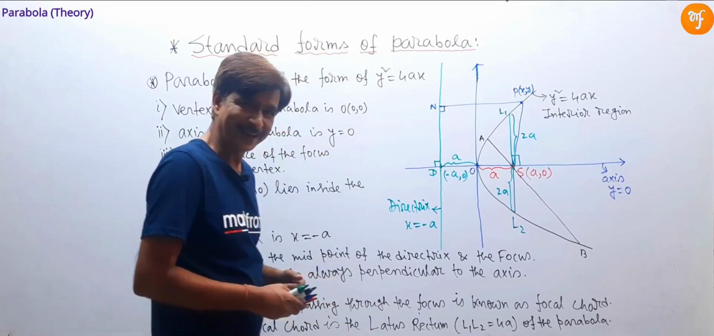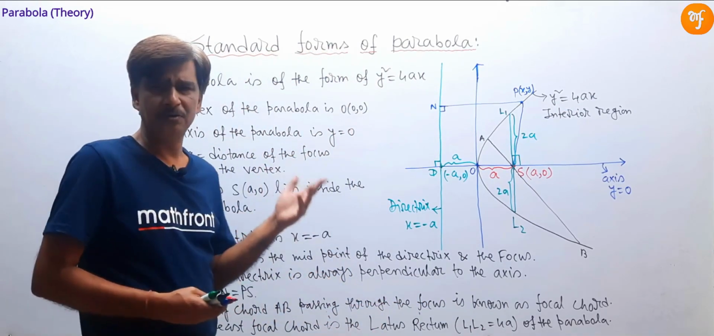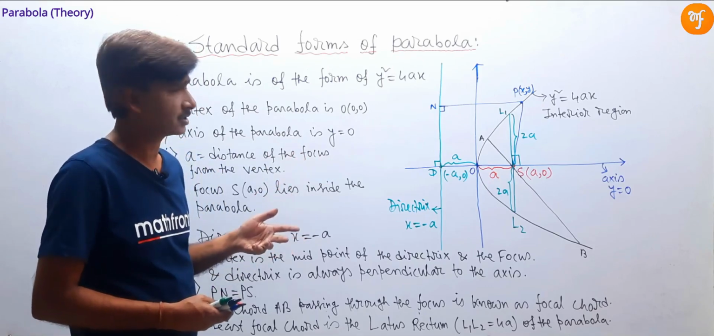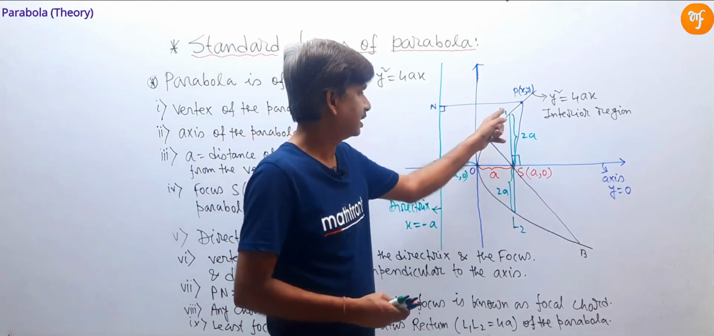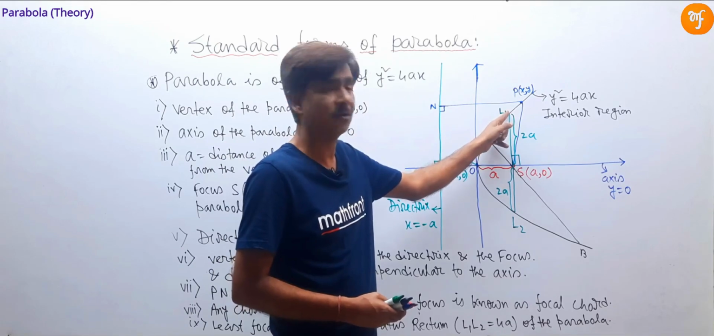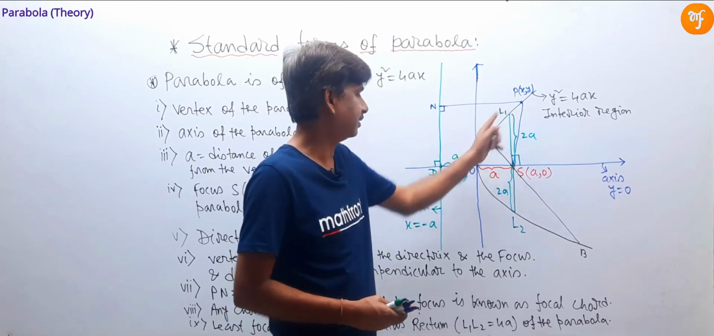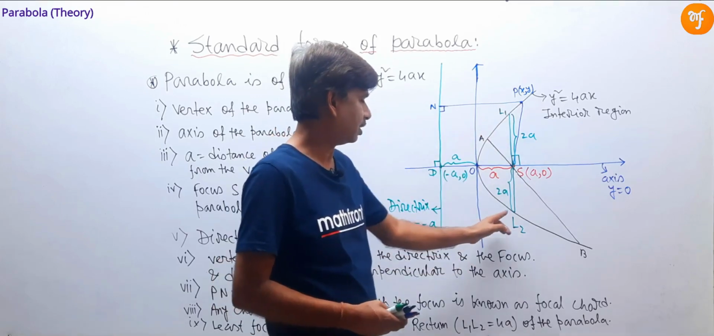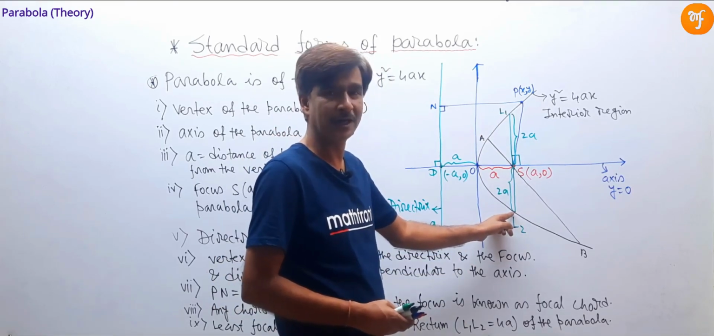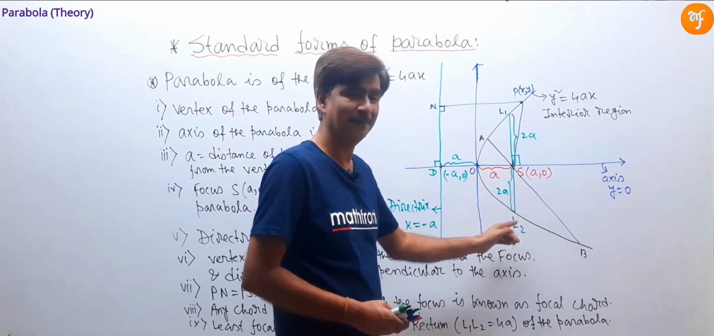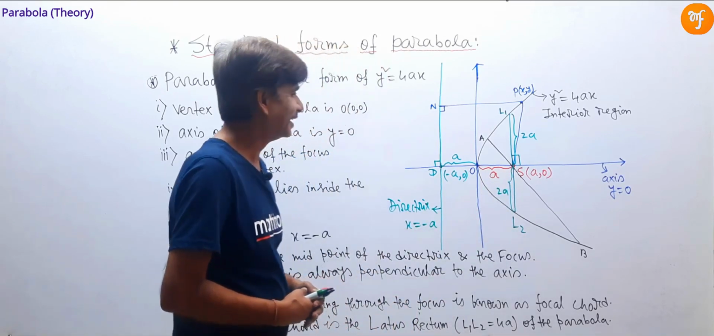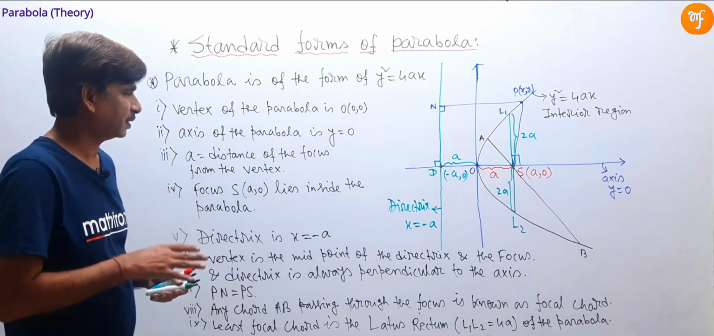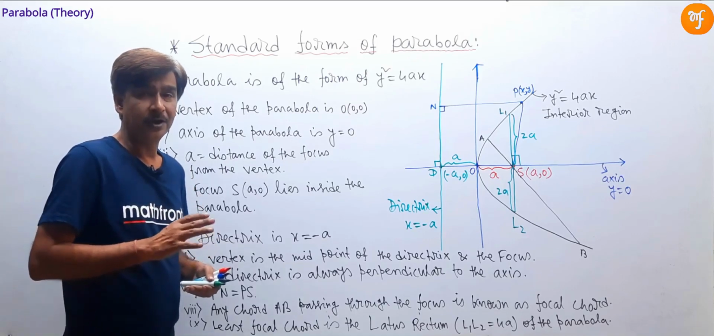Okay, clear? Understand? Now if we want to find the ends of the latus rectum, what is the coordinate of L1? The coordinate of L1 will definitely be (a, 2a). Okay, what is the coordinate of L2? The coordinate of L2 will be (a, minus 2a). Okay, understand? So in this way you have to remember all the data for numericals.